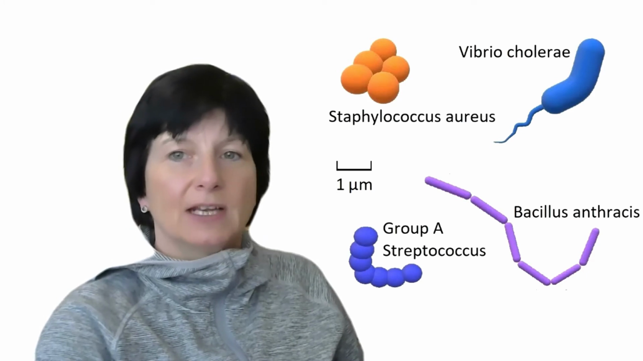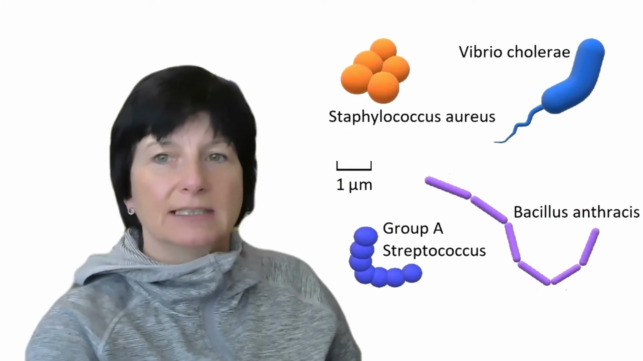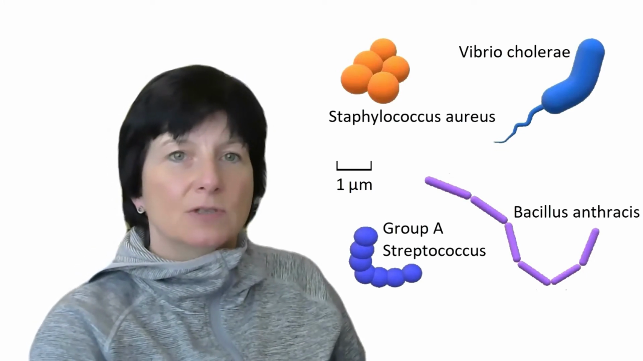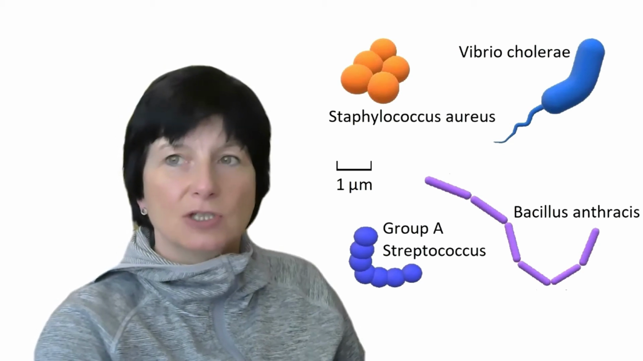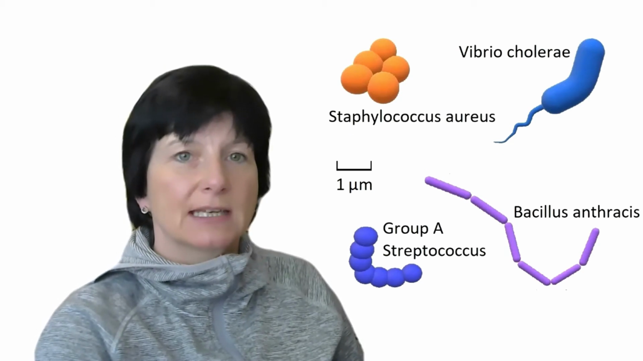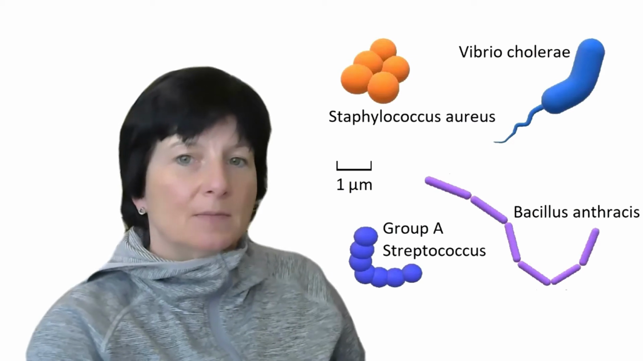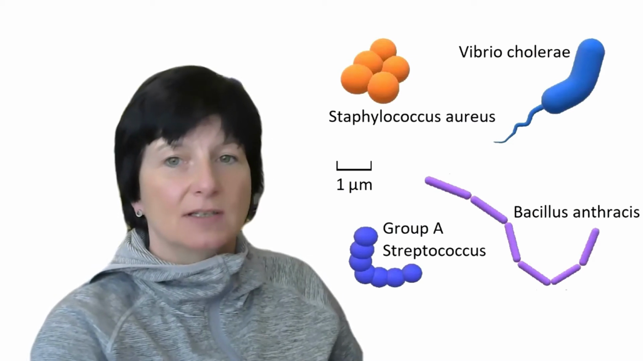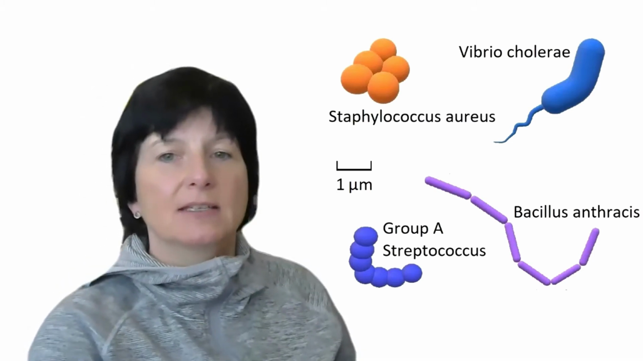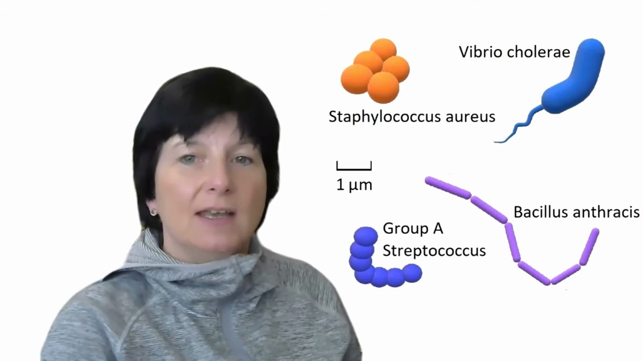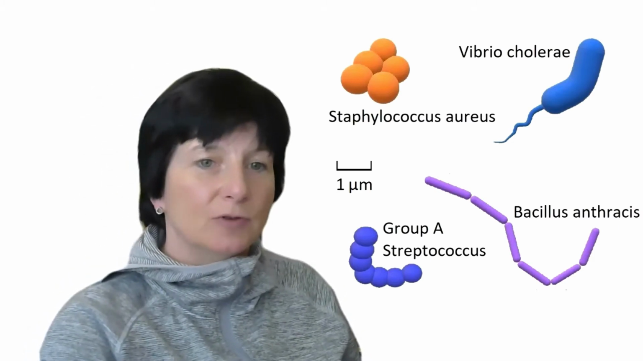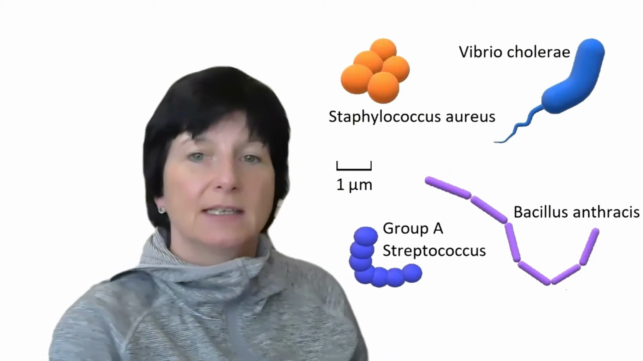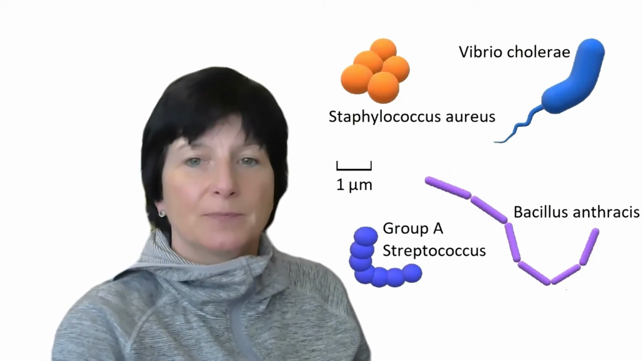On the top left there, we've got Staphylococcus aureus, and those are bacteria that you can find on your skin. They're quite commonly found on skin. They can be harmless on your skin, but if they get into a cut, they can cause an infection. And if they go onto food, they can cause food poisoning. They give off toxins if they grow up on food.